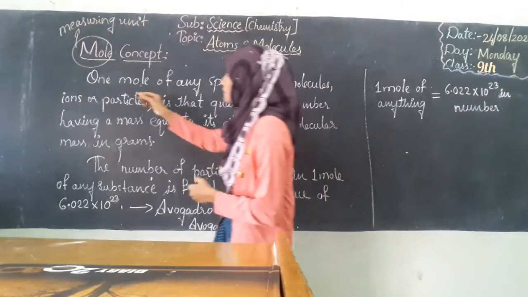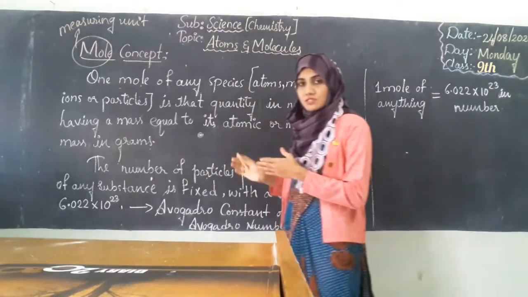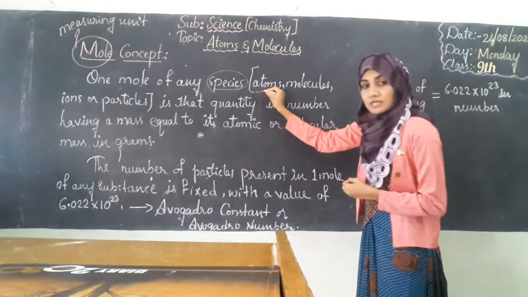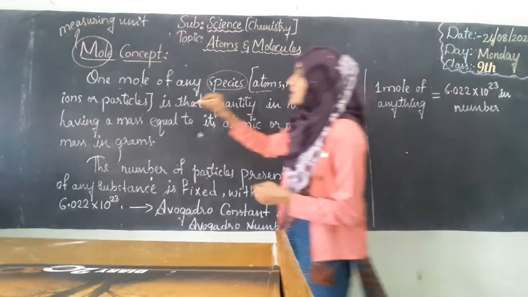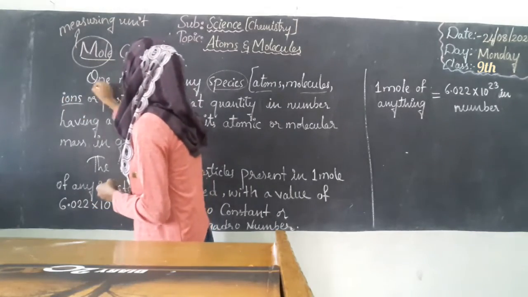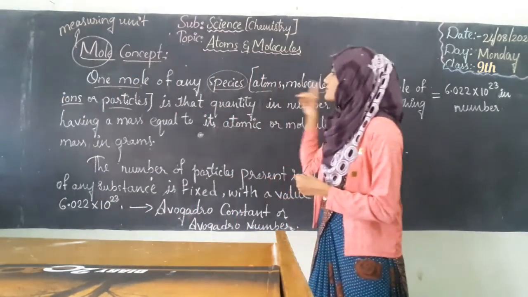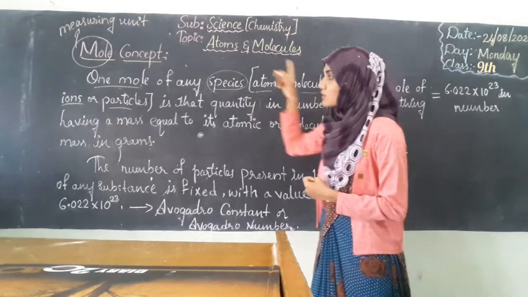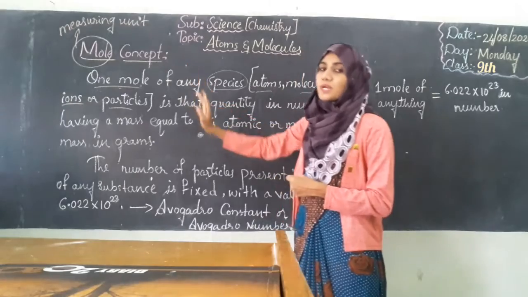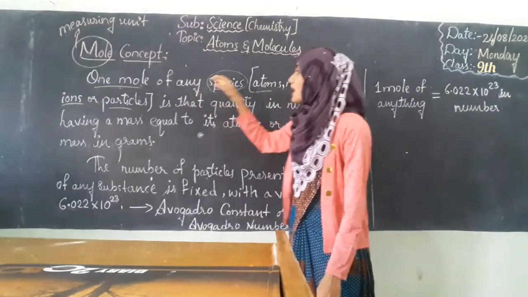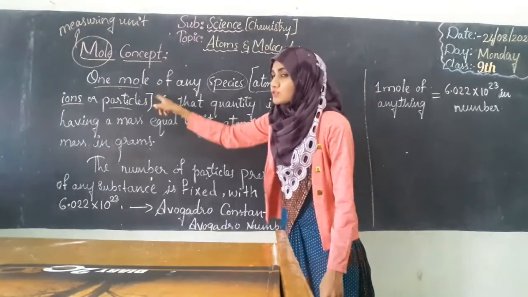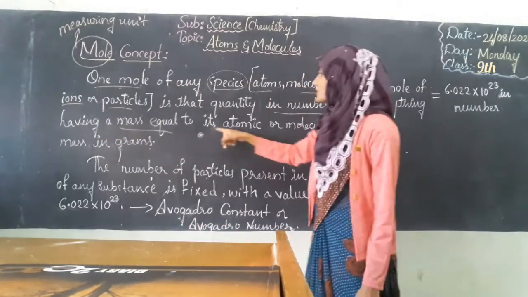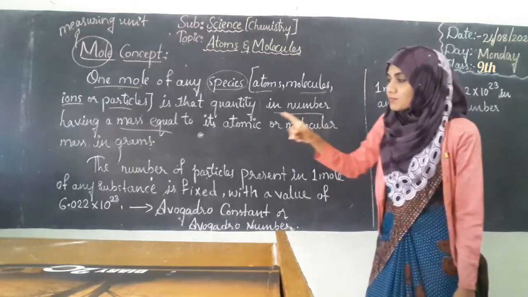Let us see. 1 mole of any species. Species here in chemistry means either atoms or molecules or ions or particles. So 1 mole of either an atom, a molecule, an ion or a particle, in that quantity in numbers, has a mass equal to its atomic or molecular mass in grams.